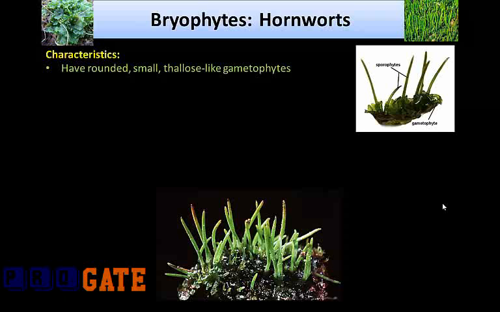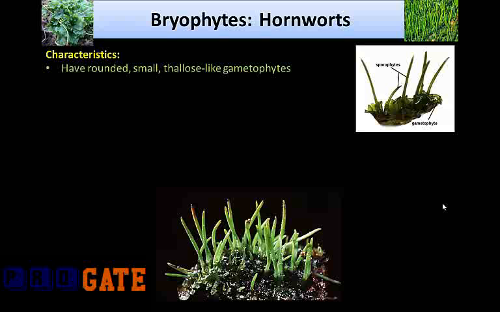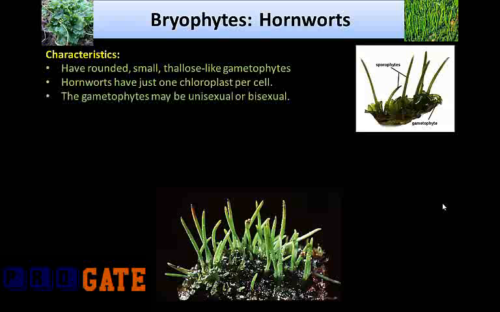Coming to the last group, that is the hornworts. They have rounded, small thallus-like gametophytes, which are found in moist shaded soils. Hornworts just have one chloroplast per cell, which is unique among the true plants. However, one chloroplast per cell is very common in algae. The gametophytes may be unisexual or bisexual. It depends on the species.